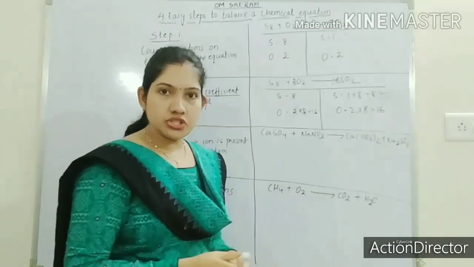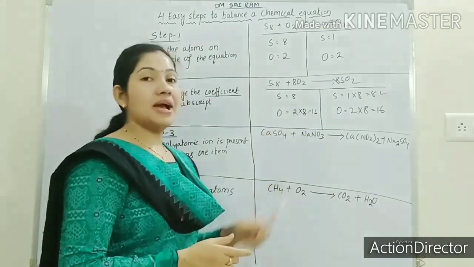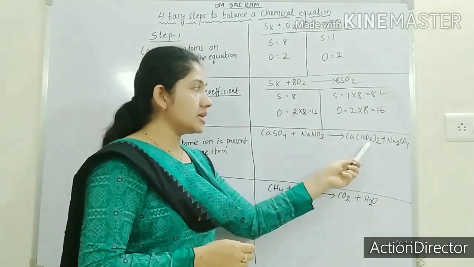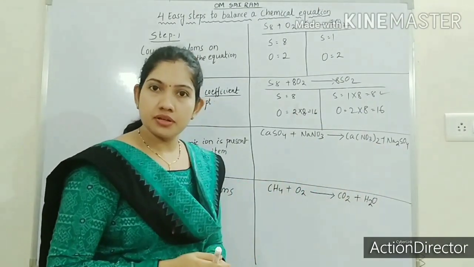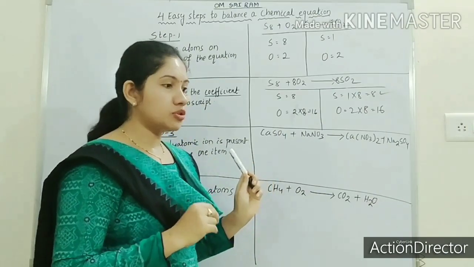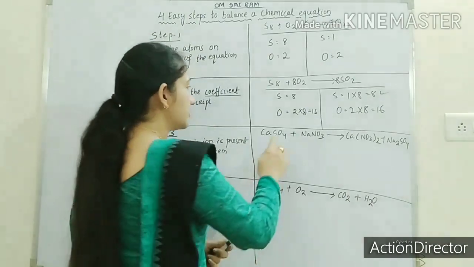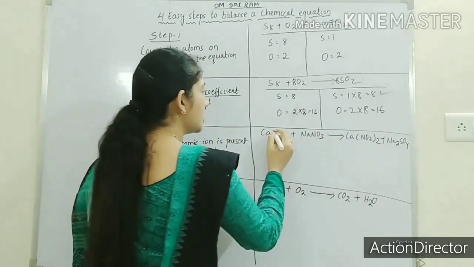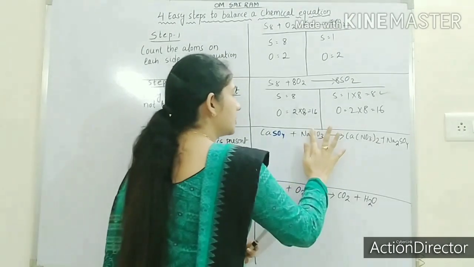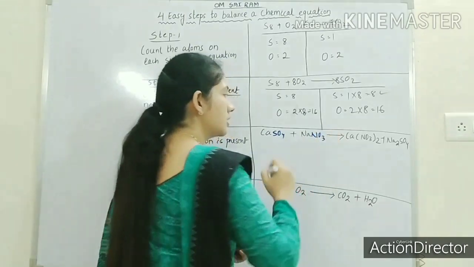Here I have written one equation. CaSO4, calcium sulfate, when it combines with sodium nitrate, forms calcium nitrate and sodium sulfate. So here we have polyatomic ions on both sides. Which one is the polyatomic ion? SO4, this is the polyatomic ion, and NO3, this is also a polyatomic ion.